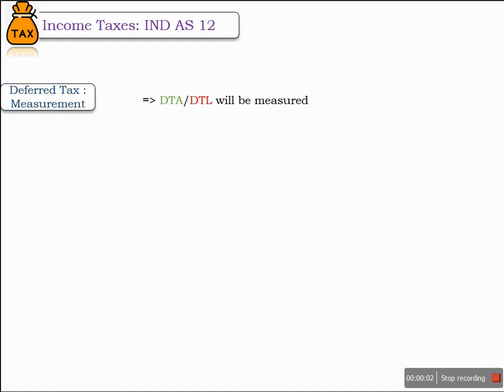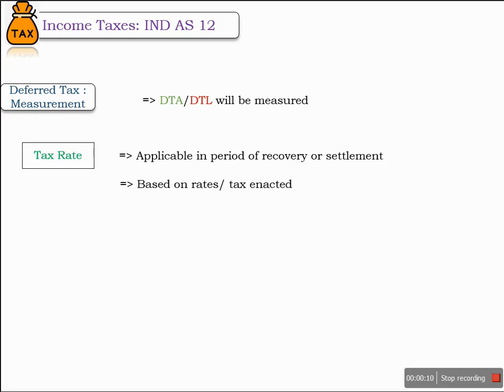Deferred tax assets or deferred tax liabilities will be measured based on the tax rate that is applicable in the period of recovery or settlement, or tax rate that is applicable or has been enacted or expected to be enacted. Apart from it, when we are measuring the DTA or DTL, we need to check about the manner in which we are expected to get the economic benefits from the carrying amount of the asset or the liability. So according to the manner, we need to choose the tax rate.